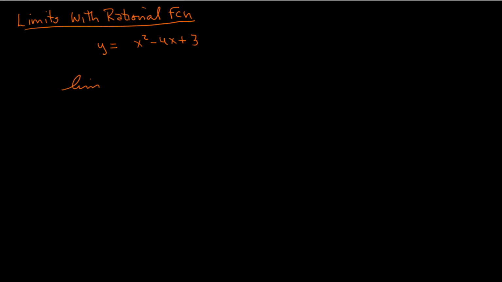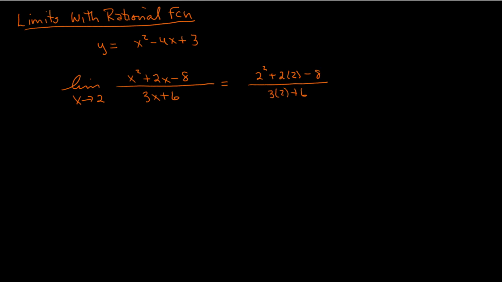For example, let's say we have something like this. Let's say we have the limit as x approaches 2, and let's say we have something like x squared plus 2x minus 8 over 3x plus 6. Using the properties above, remember that one of them talked about division. I think it was number 4 and number 5 right along in there. What we can try at first is just plug in the 2 and see what happens. So what's going to wind up happening here is we're going to have 2 squared plus 2 times 2 minus 8 over 3 times 2 plus 6.